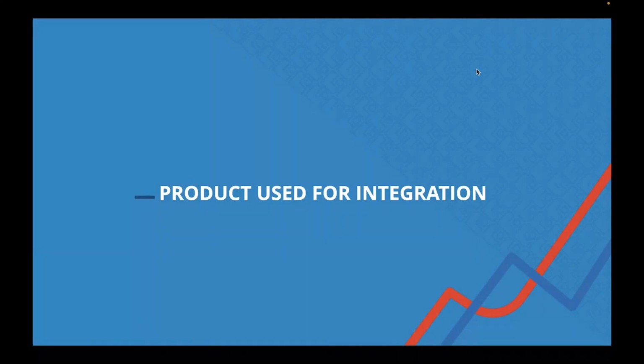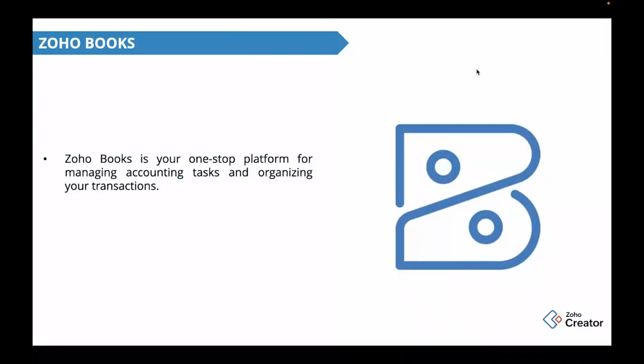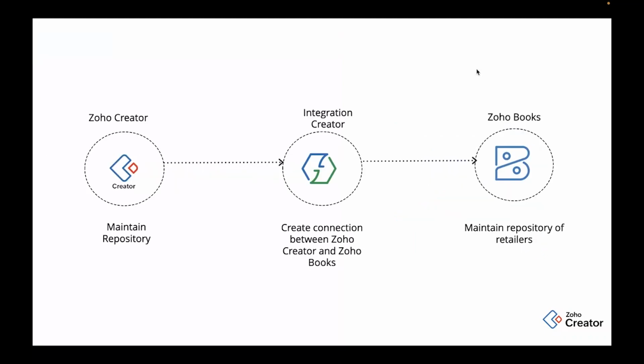Now let's see what product is used for integration. So we have used Zoho Books over here. Zoho Books is a one-stop platform for managing accounting tasks and organizing your different transactions with vendors, suppliers, and so on. So over here in the application, we have tried to maintain the repository of retailers separately inside Zoho Books, so that you can maintain their invoices, their calculations, and their other aspects of business inside Zoho Books separately.